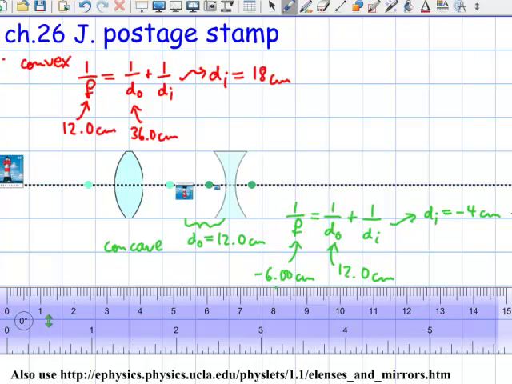As far as looking at a postage stamp in that way, that was not very convenient. It just makes the whole postage stamp a whole lot smaller, this kind of assembly, but I guess that's the physics problem here. So let's see, what did they actually want to know? Locate the final image of the stamp relative to the diverging lens. So there it is, DI equals negative 4 centimeters. Then find the overall magnification.